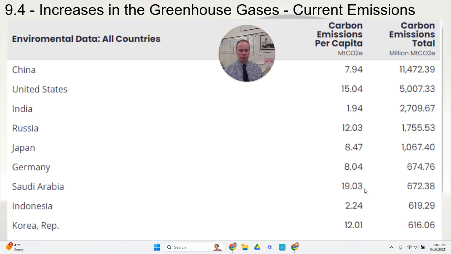A place like Saudi Arabia has per capita carbon emissions of 19. The US 15, Russia 12, Korea 12, and some of these countries such as India, which is third in total, per capita is very much lower, around 2 megatons of carbon dioxide equivalents per person. And so we have to take that into account as we start to think about how to address these emissions.